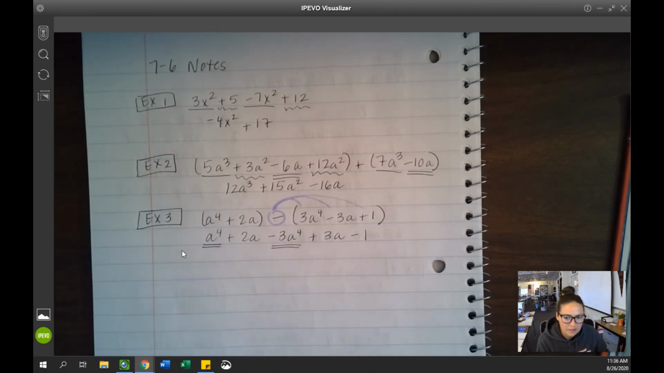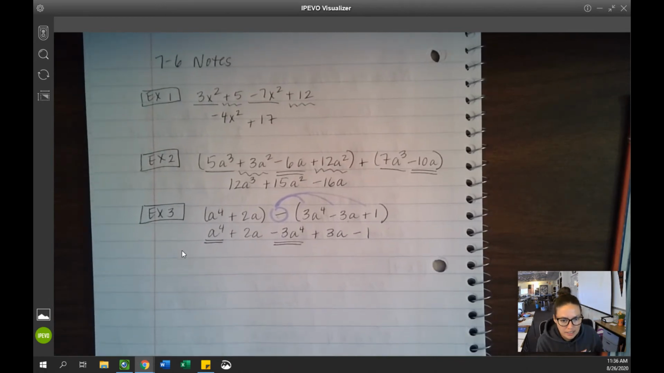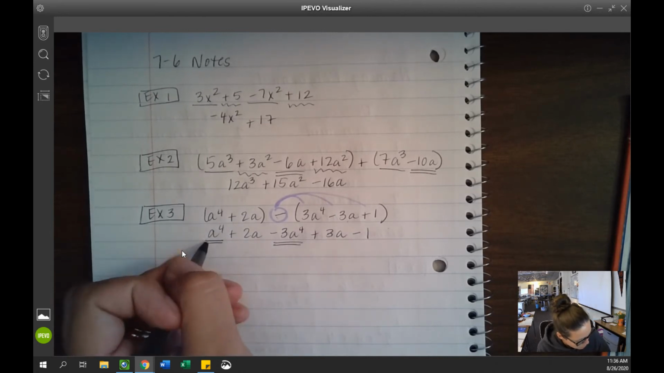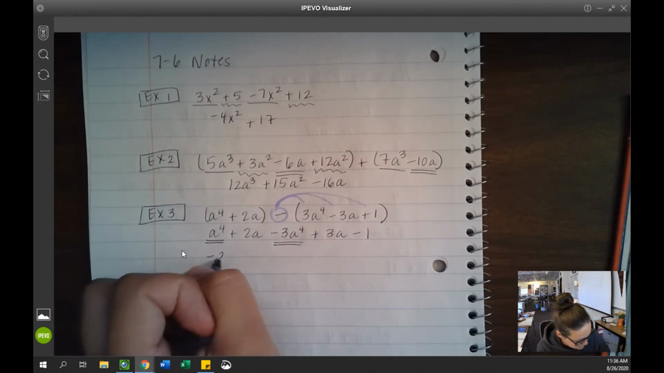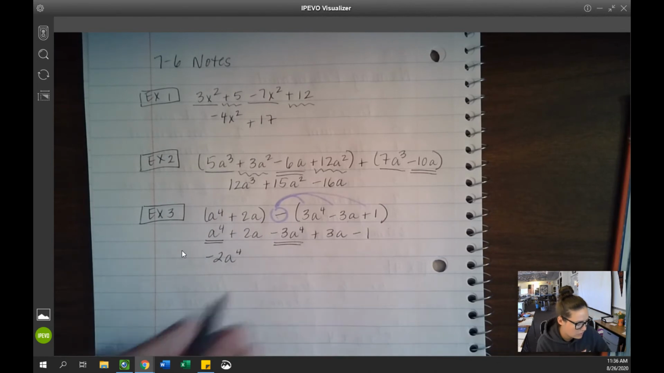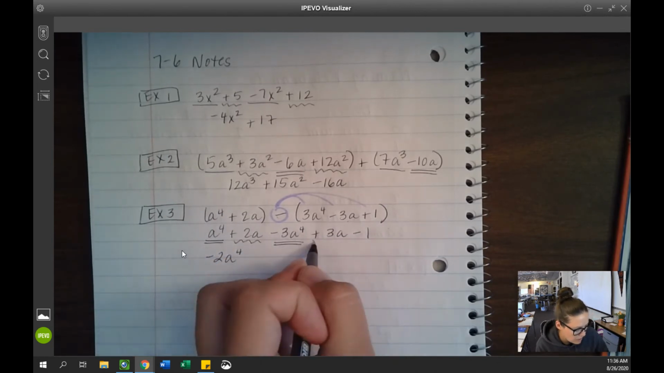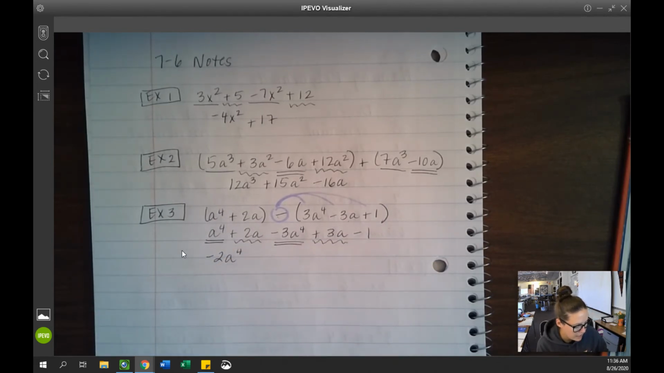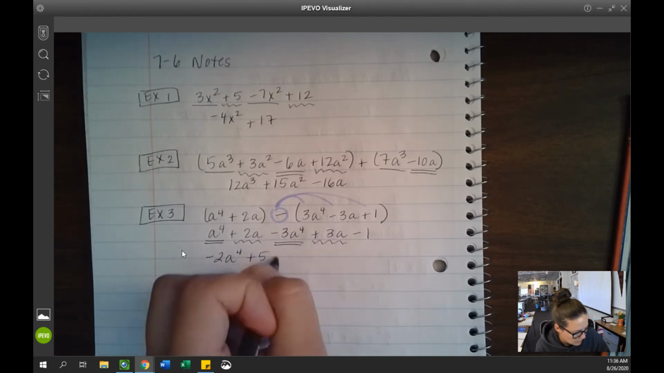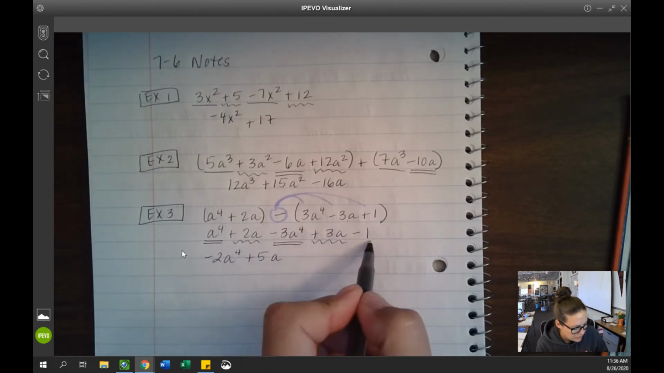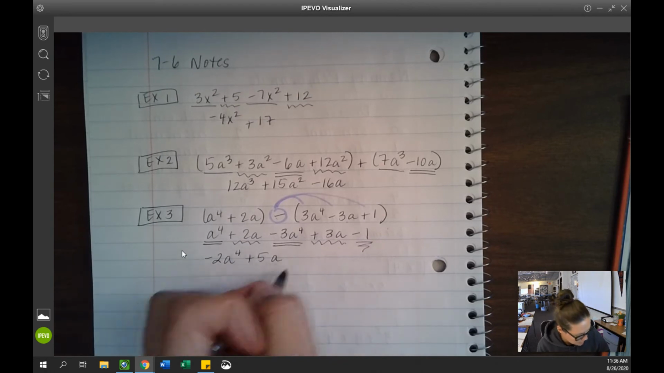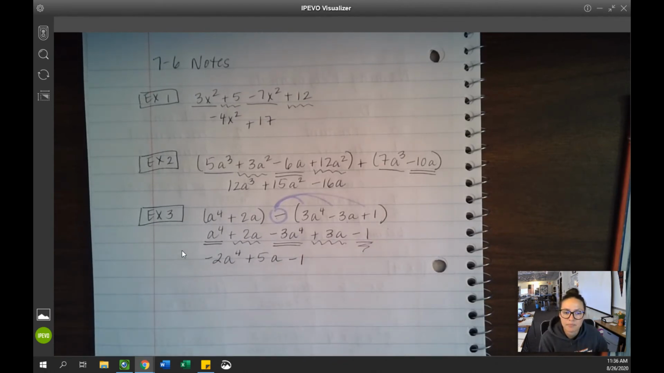So I have my a to the fourth terms that I can put together. 1 minus 3 gives me negative 2a to the fourth. Then I have 2a plus 3a, which gives me 5a. Nothing to go with this minus 1, so we just write it there. Let's try one more like that.